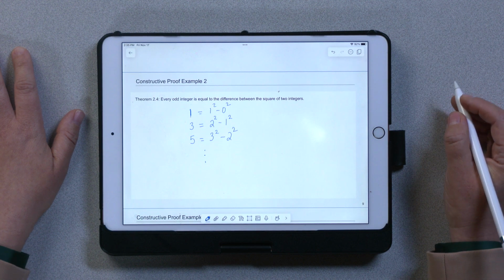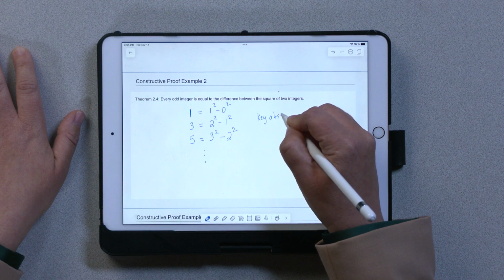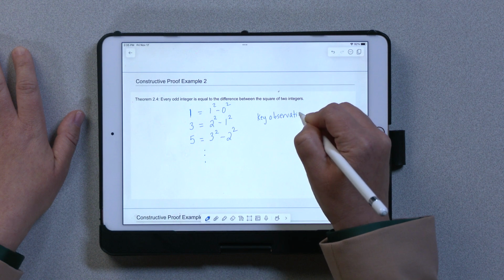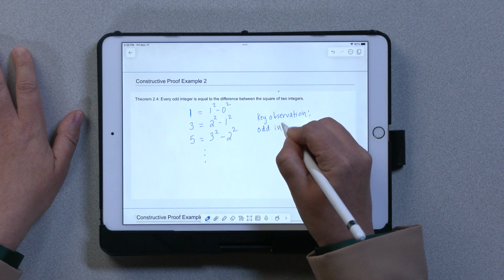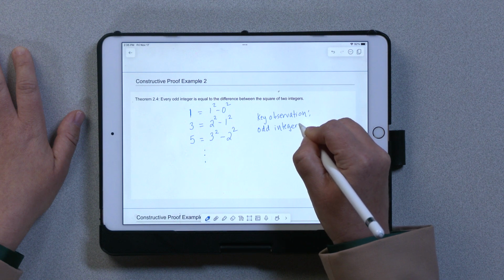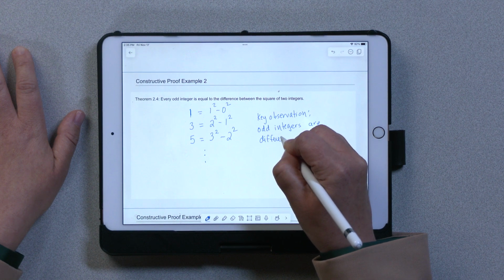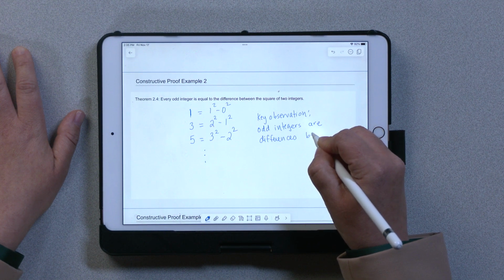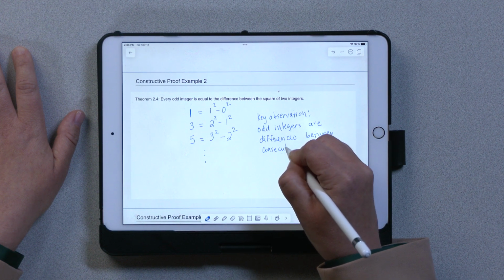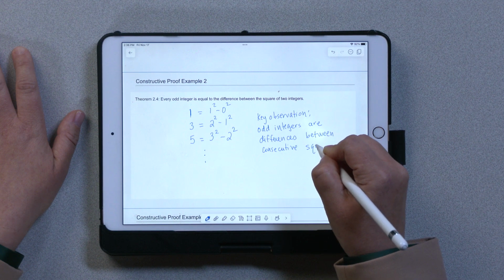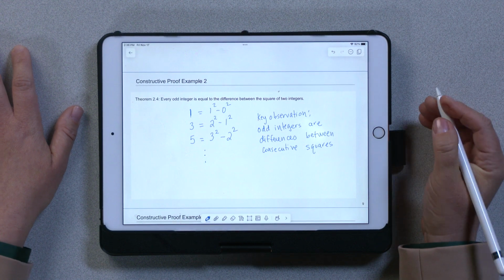But we do have one key observation. Our key observation, and this is stronger than what we're even claiming in this theorem, is that the odd integers are the difference between consecutive squares. This is stronger than what we're claiming in this theorem, but it actually helps us with the proofs.